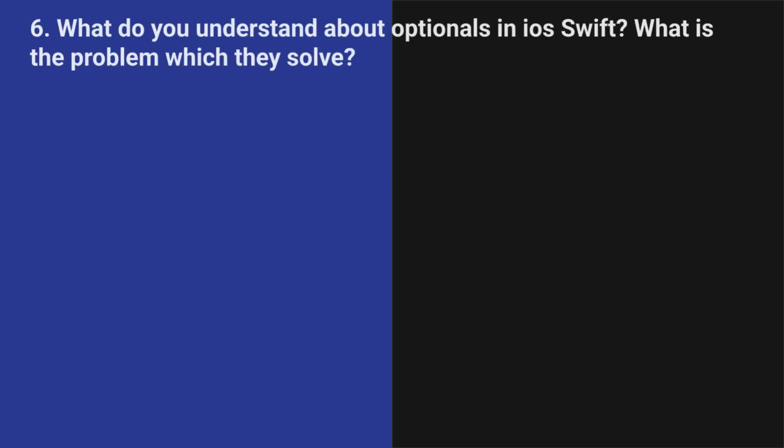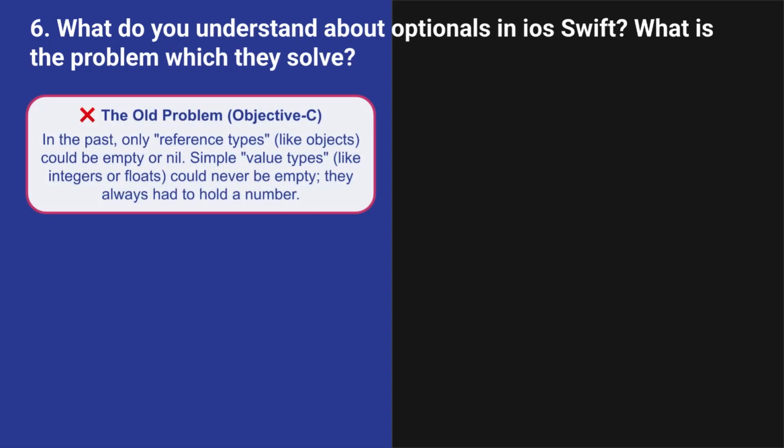What do you understand about optionals in iOS Swift, and exactly what problem do they solve? To understand the solution, we first need to look at the old problem back in Objective-C. In the past, only reference types like objects could be empty or nil. Simple value types like integers or floats could never be empty. They always had to hold an actual number.